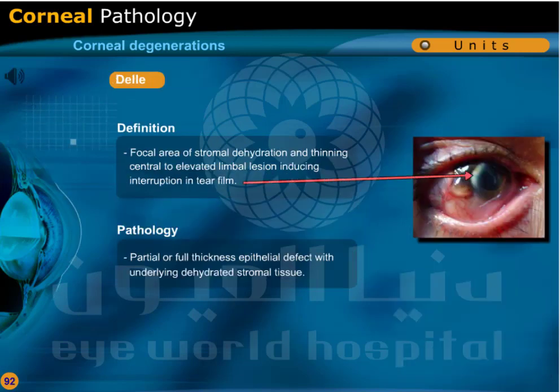DEL, focal area of stromal dehydration and thinning, central to elevated limbal lesion, inducing interruption in tear film. There is partial or full thickness epithelial defect with underlying dehydrated stromal tissue.